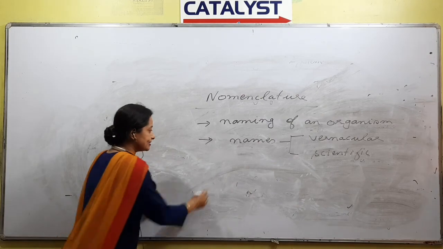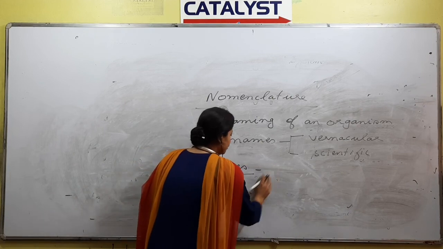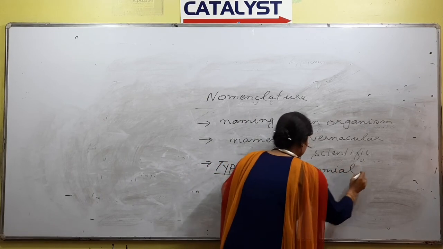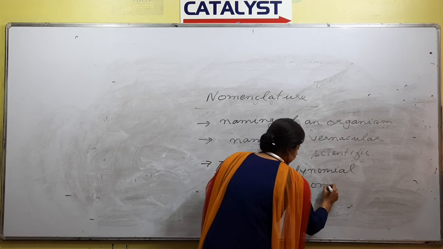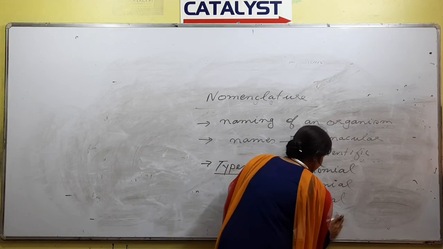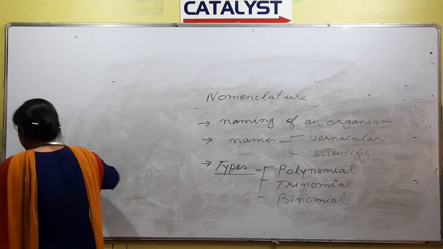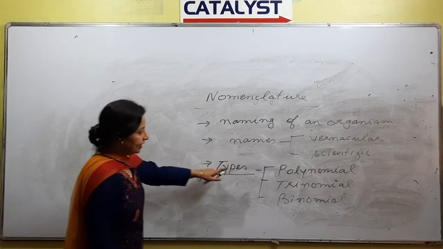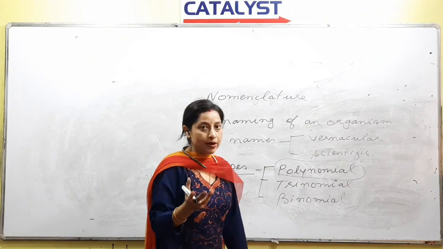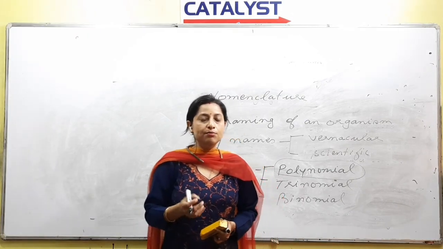Next, types of nomenclature. We have three types: polynomial nomenclature, trinomial, and binomial. Among them, which one is accepted, obviously binomial. It is always the binomial nomenclature that has been accepted, no? Right? Next, coming to the first one, polynomial. Binomial means, if a name contains two parts, it is called binomial. Similarly, trinomial means there are three parts. And polynomial, more than three parts, would be called polynomial.